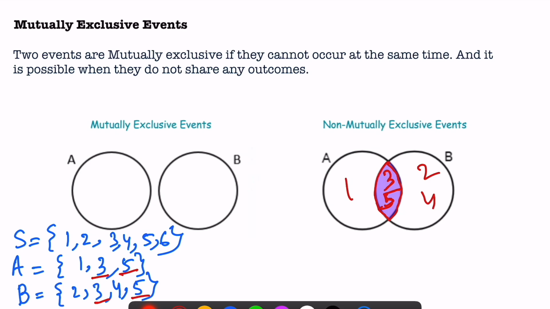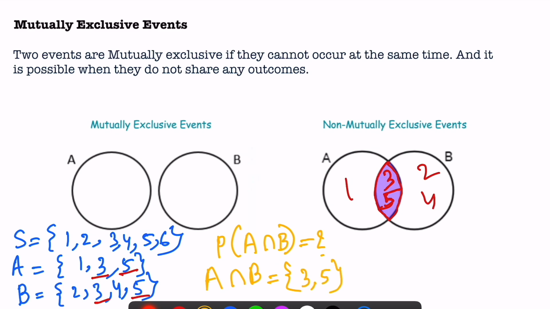So here, probability of A intersection B is what? First, let's say what is A intersection B? A intersection B is 3 and 5, and probability of A intersection B is 2 out of 6 because we have two outcomes in A intersection B. So probability of A intersection B will be 2 out of 6, that is 1/3.